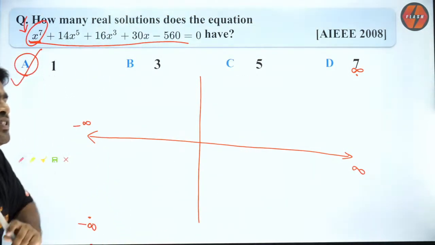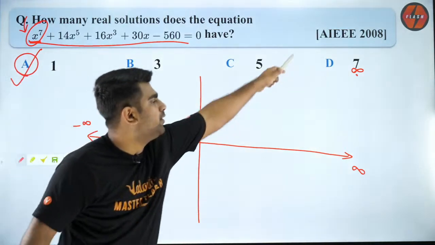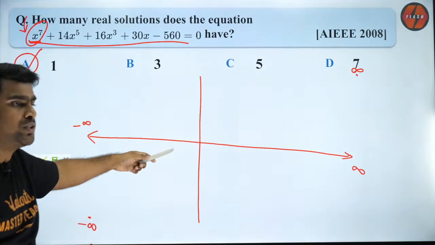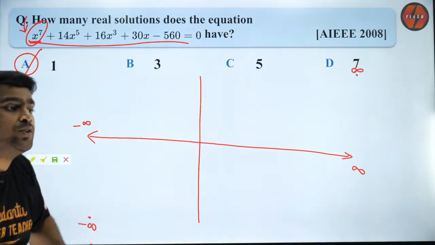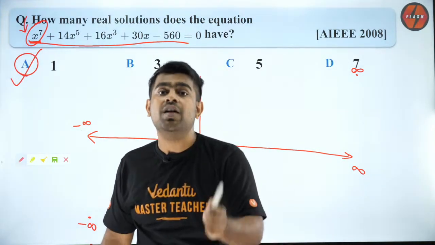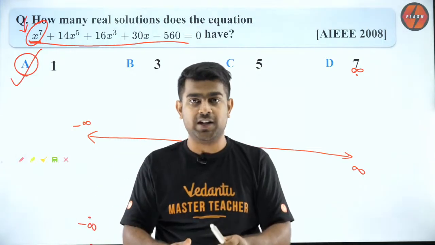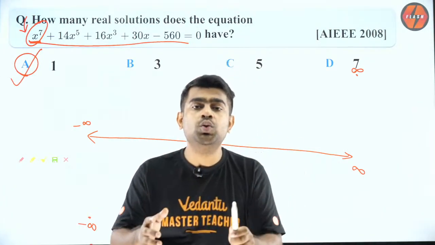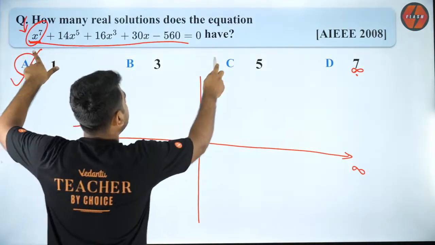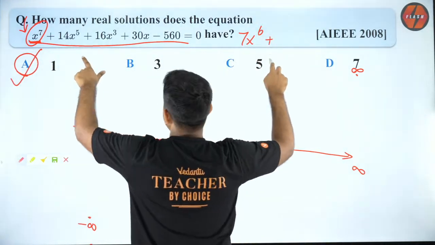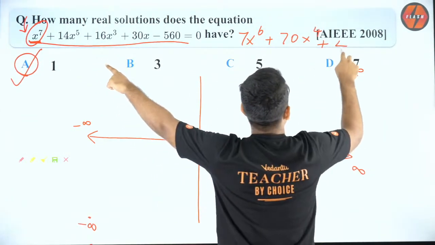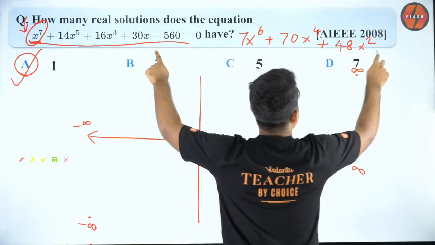Now we are concerned about what is happening in between. Will it have 5 roots? Will it have 3 roots? For that, I need to understand the behavior, and the behavior of a function is given by AOD. That is why AOD is such a brilliant chapter. AOD tells you how the function behaves. So let's differentiate. If I differentiate, what will I get? I will get 7x^6 + 70x^4 + 48x^2 + 30.